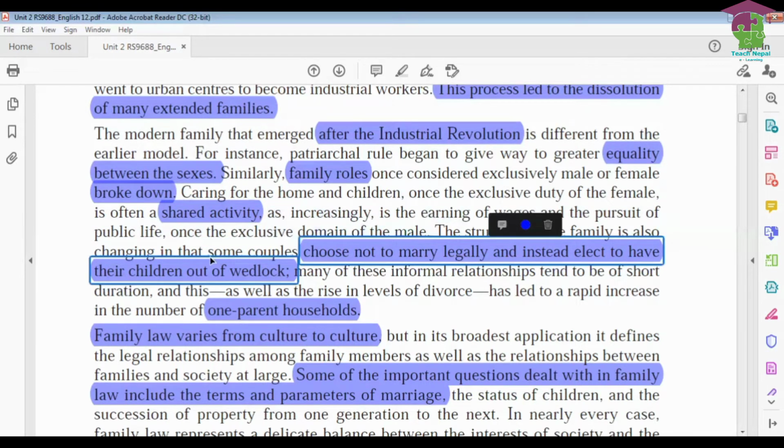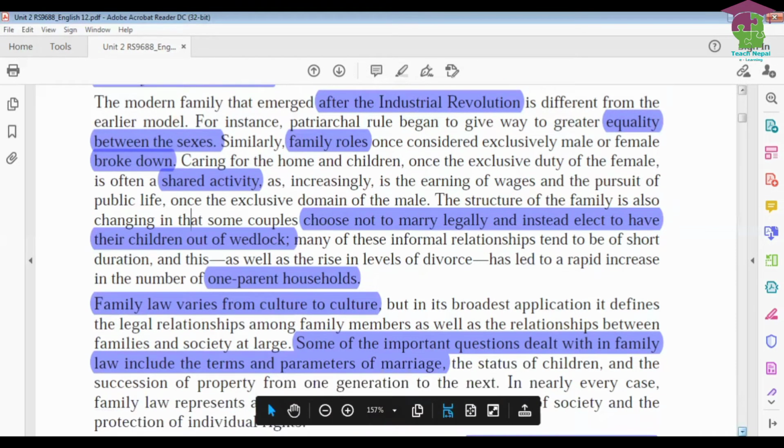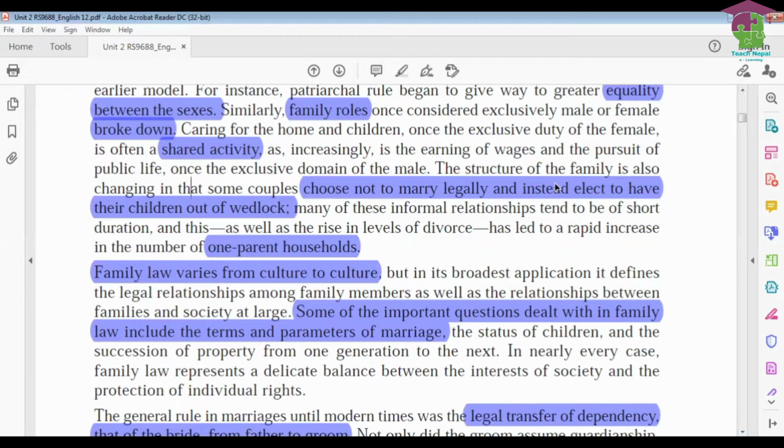The structure of the family is also changing. Some couples choose not to marry legally and elect to have their children out of wedlock. Many of these informal relationships tend to be of short duration, and there is also a rise in the level of divorce, right? They don't marry legally, but they just elect to have their children out of wedlock, without getting married. Also, they want to adopt children, or they want to have some children. This has led to a rapid increase in the number of one-parent households.